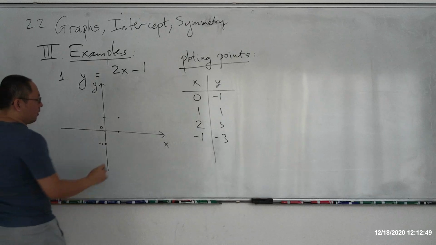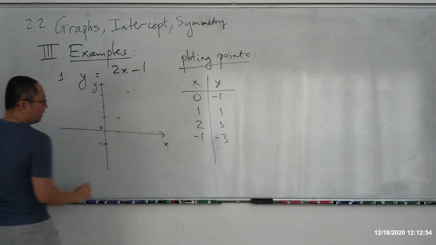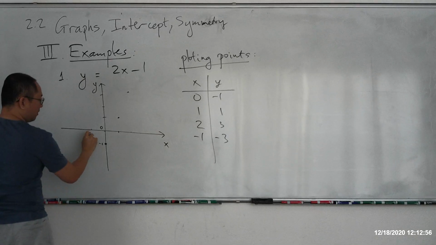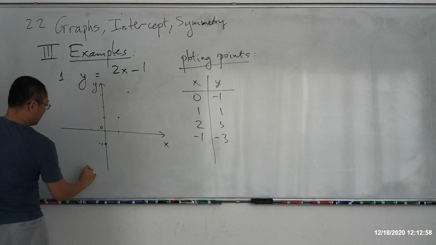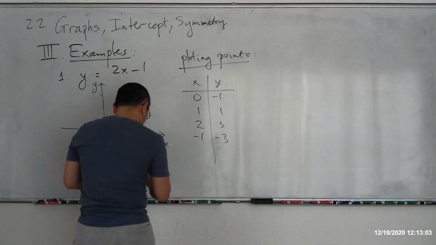So we have a couple more points. x is 2, y is 3, right here. x is negative 1, y is negative 3, somewhere in here. Let me use a different color. Okay. So I can have a line.